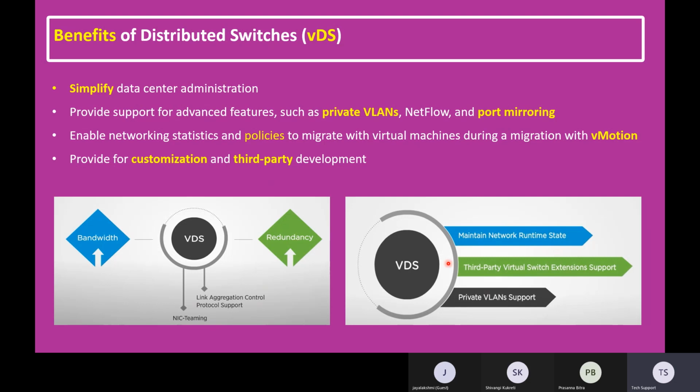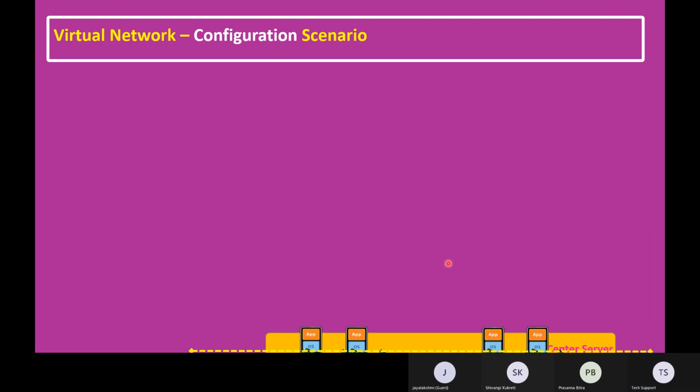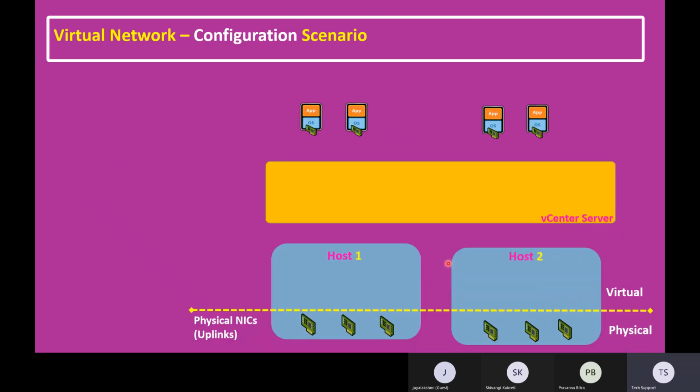It will always maintain a runtime state for our entire distributed virtual switch network. Okay, so now we'll try to understand how we can configure a distributed virtual switch in some more detail. So, virtual network configuration scenario. As we know, by default, if you want to configure a dvSwitch, the main key point is we require a vCenter server. This is referred to as the virtual center server. The virtual center server's main purpose is to manage multiple hosts.